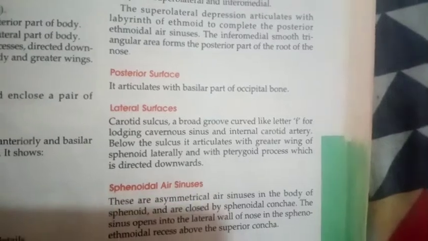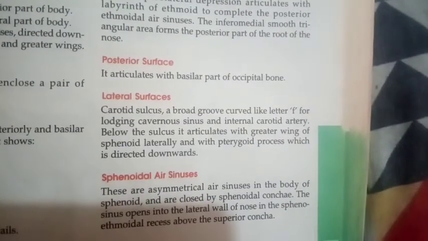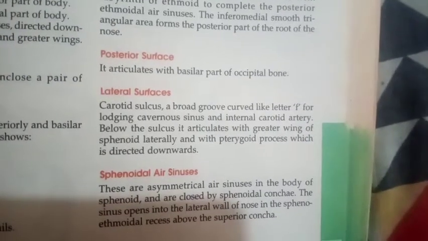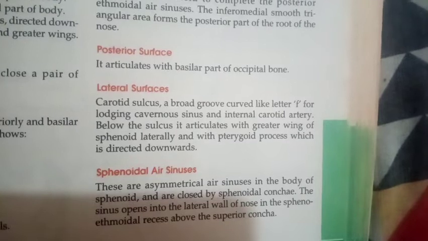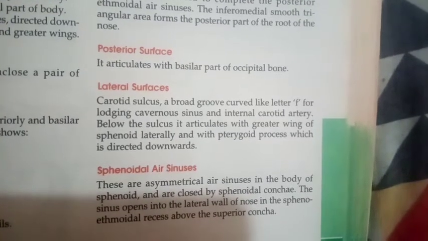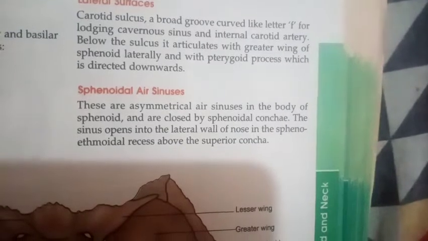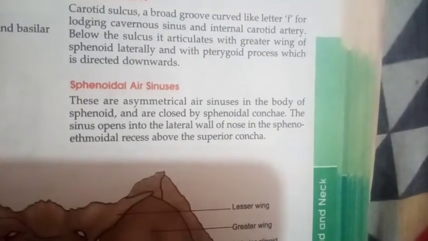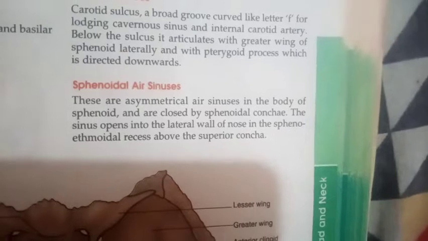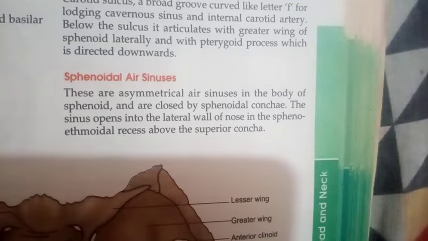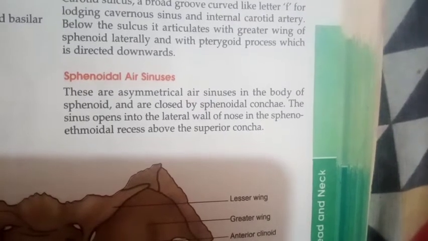Lateral surface: carotid sulcus, a broad groove curved like the letter S, for the lodging of the cavernous sinus and internal carotid artery. Below the sulcus, it articulates with the greater wing of the sphenoid laterally and with the pterygoid process, which is directed downward. Sphenoidal air sinus: there are symmetrical air sinuses in the body of the sphenoid, closed by the sphenoidal concha. The sinus opens into the lateral wall of the nose, at the sphenoethmoidal recess above the superior concha.